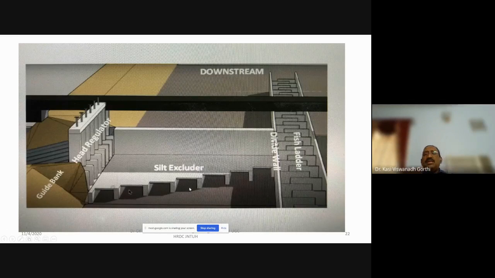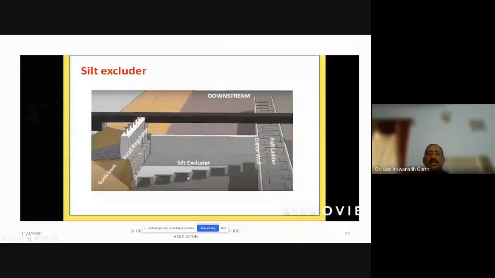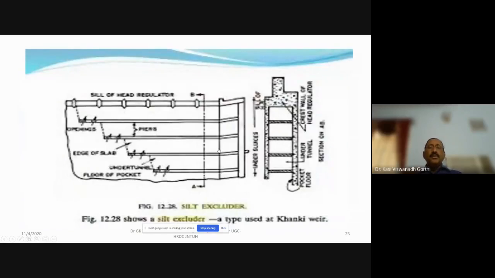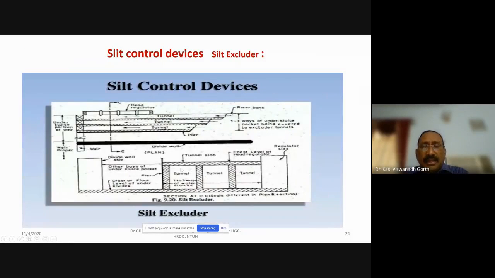So this is how the silt excluder works. What it will do? It will exclude the water which is having more and more silt content, and allow the clear water to flow through this head regulator. And finally, the water enters into the canal here. So this is how the tunnels work.